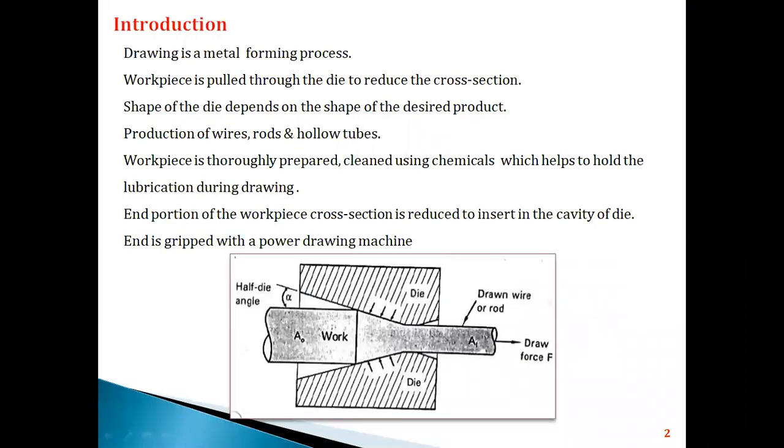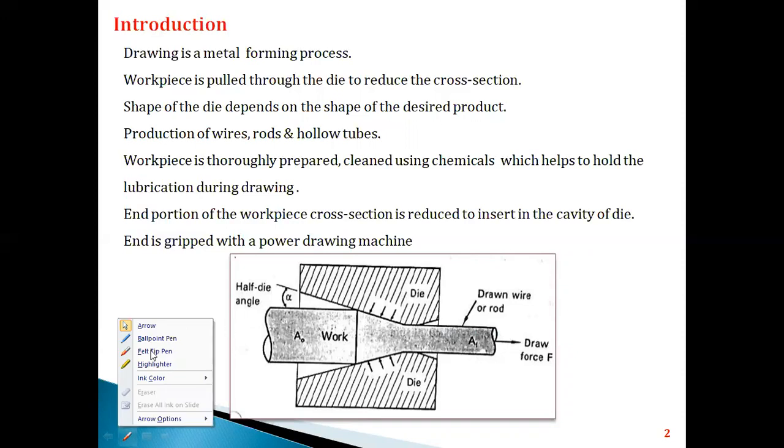So, the introduction. Drawing is a part of a metal forming process itself, where the workpiece is pulled through a die. In the sketch, you can see that there is a die already. This is the die. The workpiece is pulled through this die, and when it is being pulled through, you can see that the cross section area of the workpiece goes on reducing by means of a pulling force.